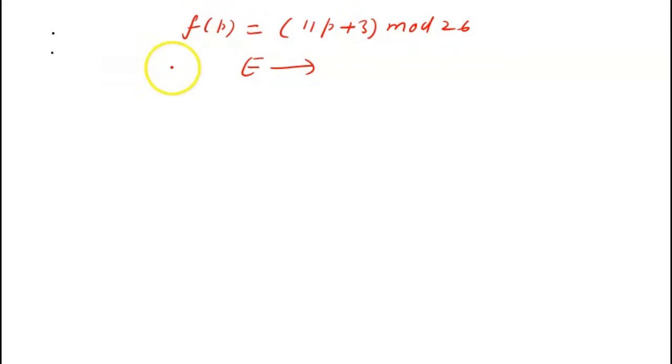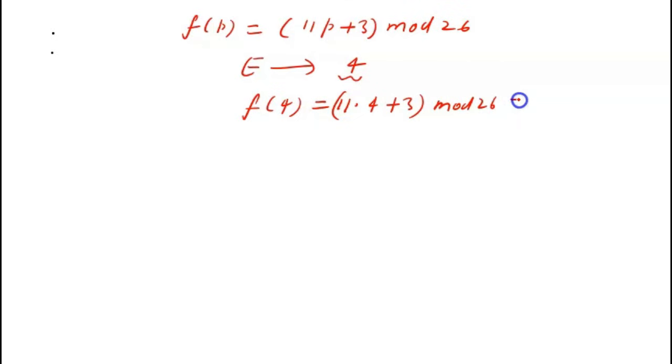So how will I encrypt E? We know that E stands for 4 because A, B, C, D, E, it comes at 5th place. So the corresponding number is 4. Now what is f(4)? f(4) is 11 into 4 plus 3 modulo 26. Its value will be 11 times 4 is 44, plus 3 is 47, and 47 modulo 26. So I think the remainder is 21 here.